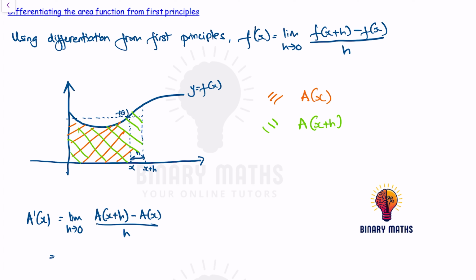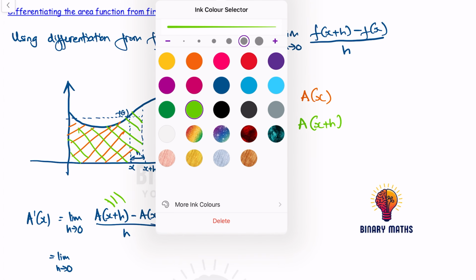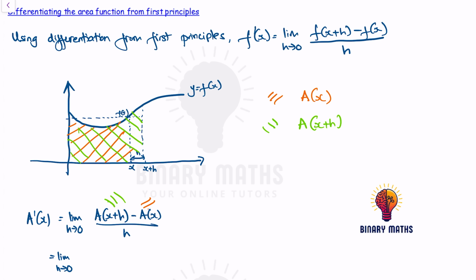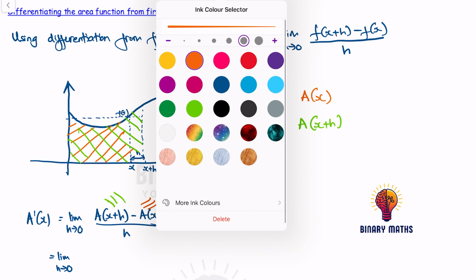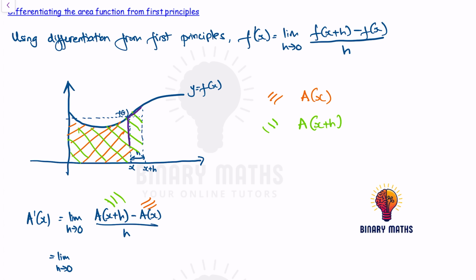This is the same thing as the limit as h tends to 0. So if you look at the numerator, you're doing the green part. This is just the green part, and that is just the orange part. So all you're doing is the green part take away the orange part. So what you end up with is basically, if I use a different color again, purple, you're only left with this part.